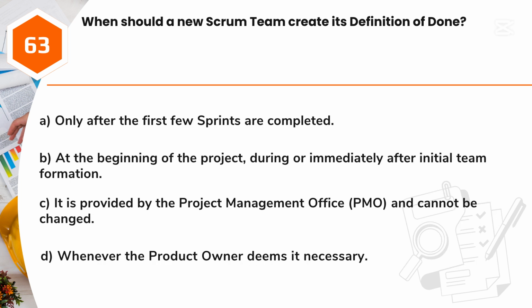Question 63. When should a new Scrum team create its definition of done? A. Only after the first few sprints are completed. B. At the beginning of the project, during or immediately after initial team formation. C. It is provided by the Project Management Office, PMO, and cannot be changed. D. Whenever the product owner deems it necessary.